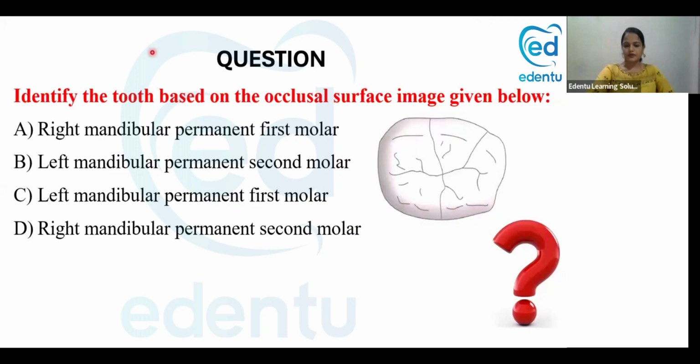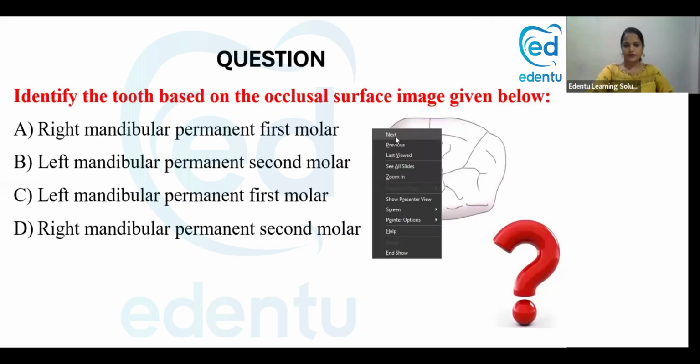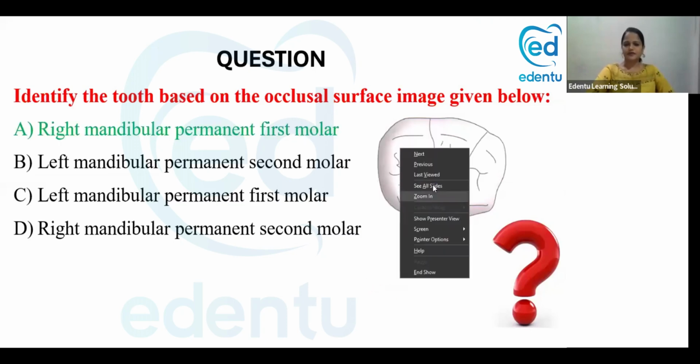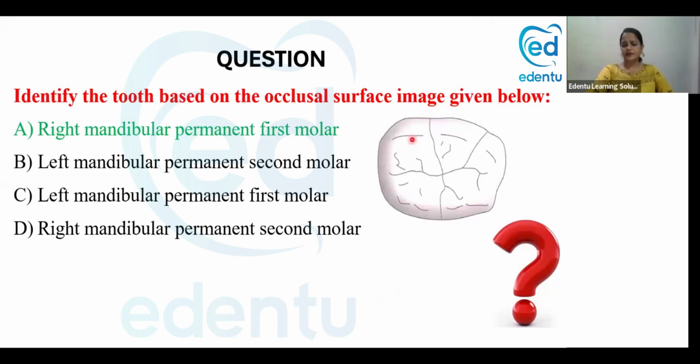Yes, Dr. Aishwarya. Both are right. Okay, yes, it is the right permanent first molar. Very evident from the 5 cusps itself. These 5 cusps are mainly present in the mandibular first molar only. And the shortest cusp, the smallest cusp that is present, is the distal cusp. Since the distal cusp is present towards the right side, we can say that it is the right permanent first molar.